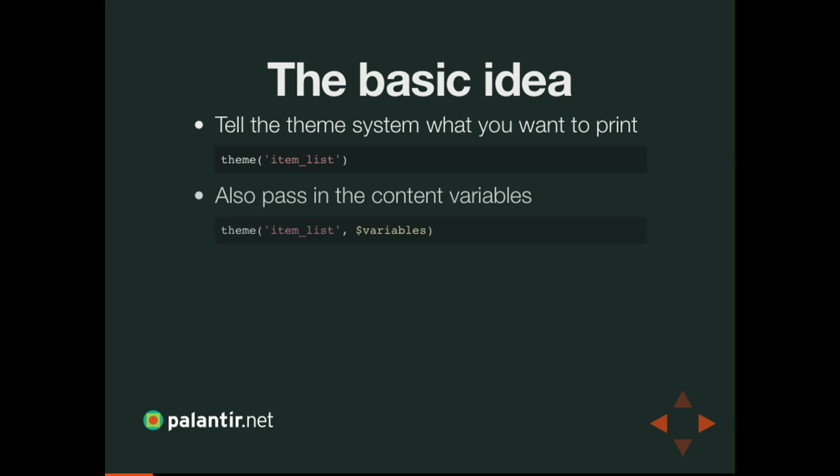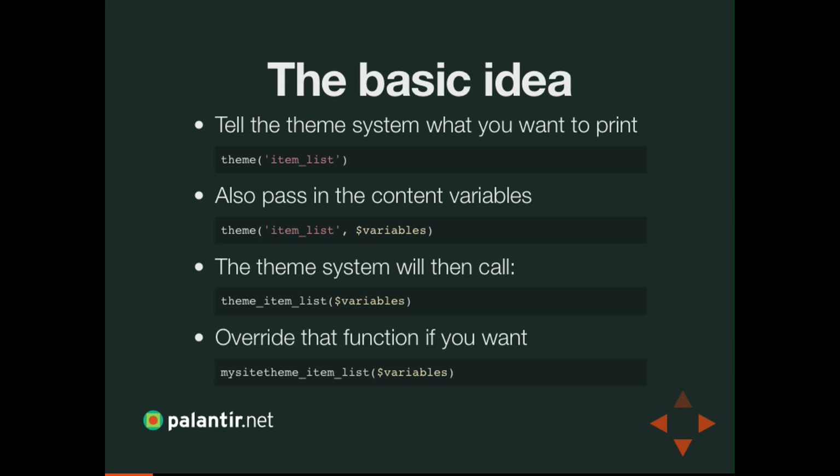So you're telling the theme system what you want to print. I want an item list. You say, here are my variables. The theme system will then call the PHP function, theme underscore item list. And if you want to override that, if you want to customize, you can do so in your site theme. My site theme item list, my client item list, Acme item list. This concept is near identical to when it was first introduced over a decade ago. You've got your theme functions, and you can override them.